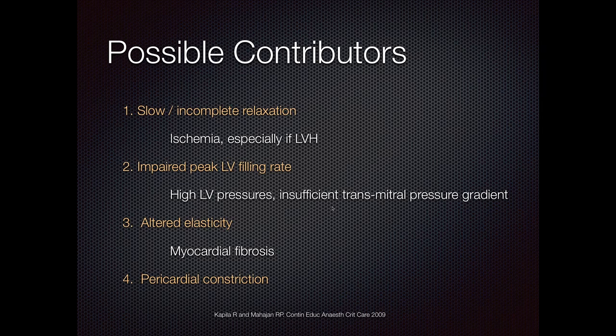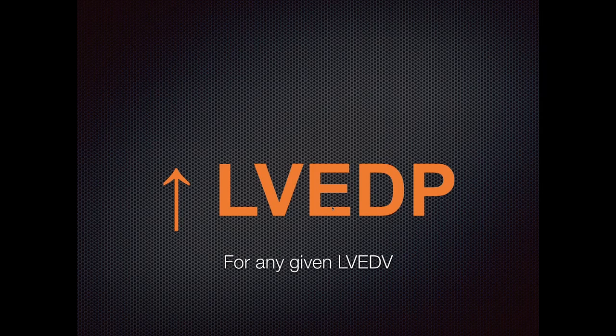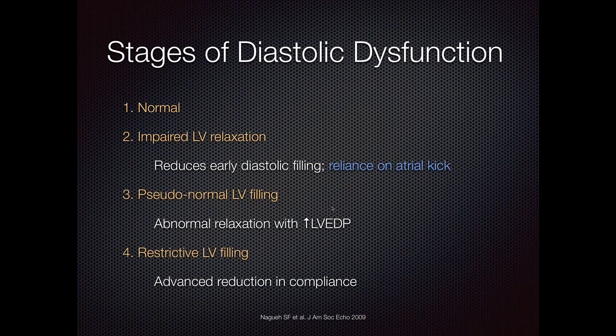So irrespective of the cause of the problem, the end result common to all these pathways is an elevated left ventricular end diastolic pressure. And that's elevated LV-EDP relative to the LV end diastolic volume that we have. So the stages of diastolic dysfunction are as follows. First, you have the normal phase. Then you get impaired LV relaxation, so that the early diastolic filling isn't great, and you end up relying on your atrial kick. And this reliance on the atrial kick is important, as we'll see later.